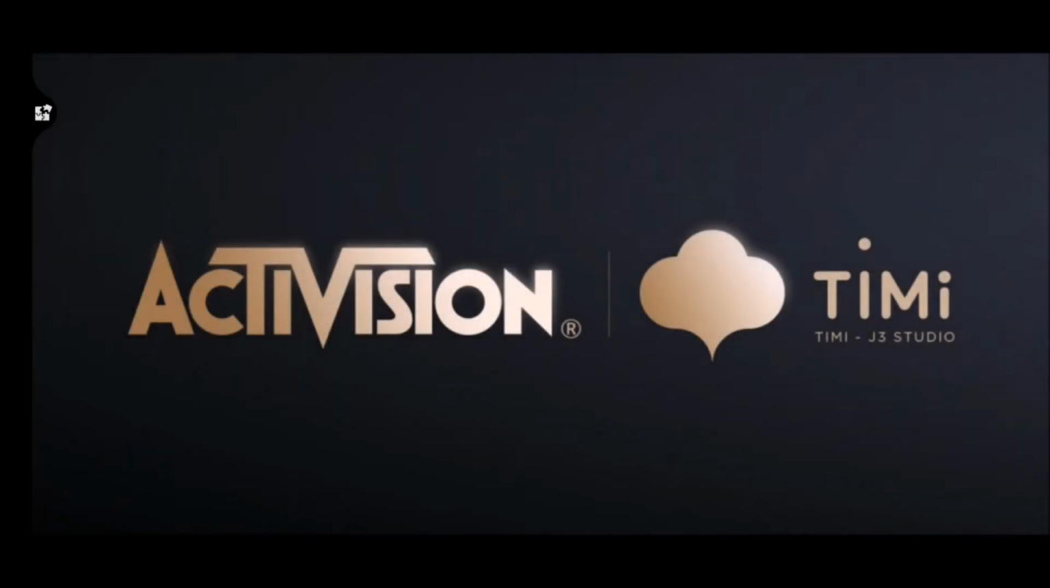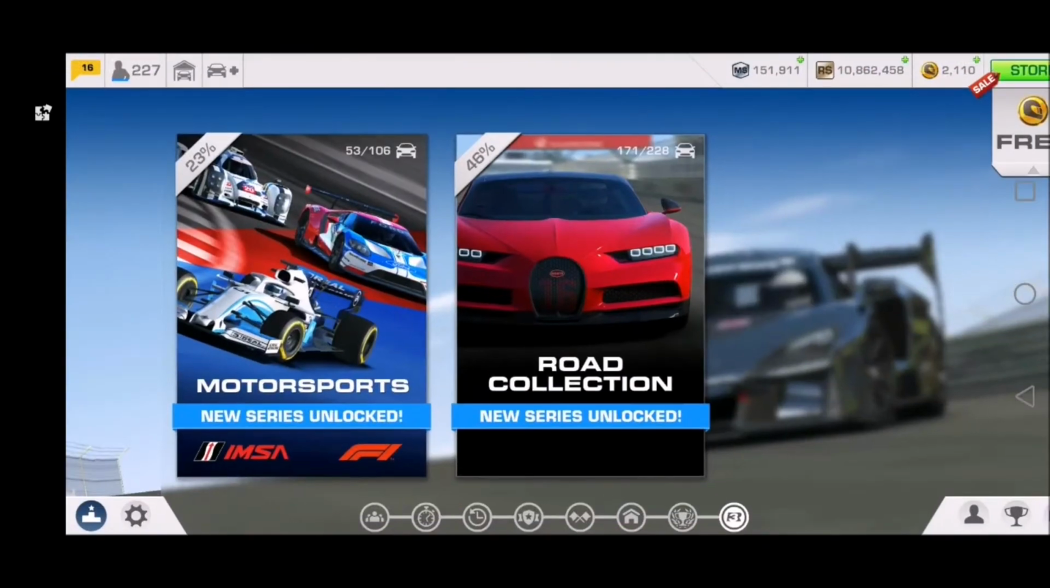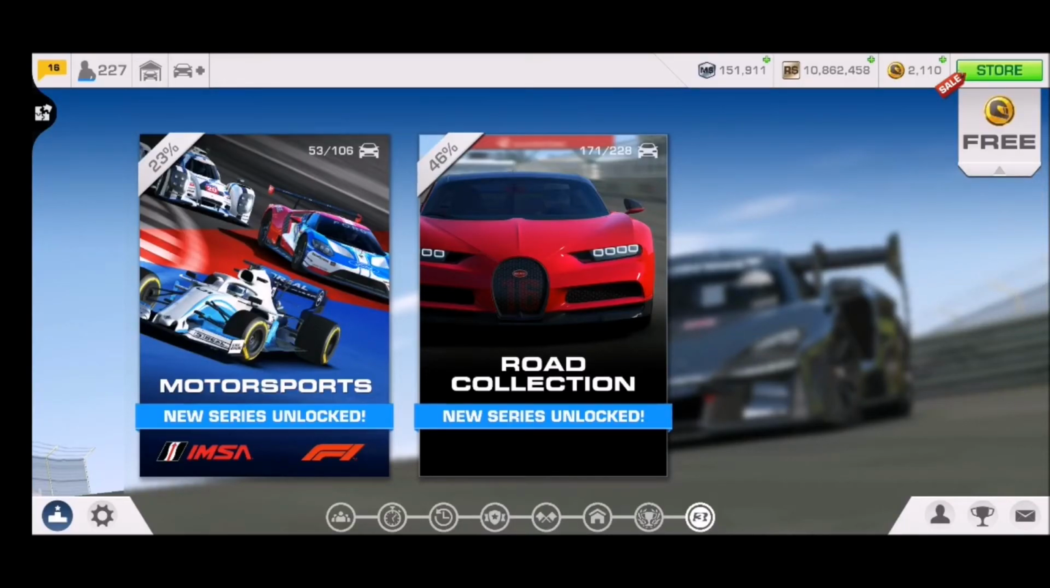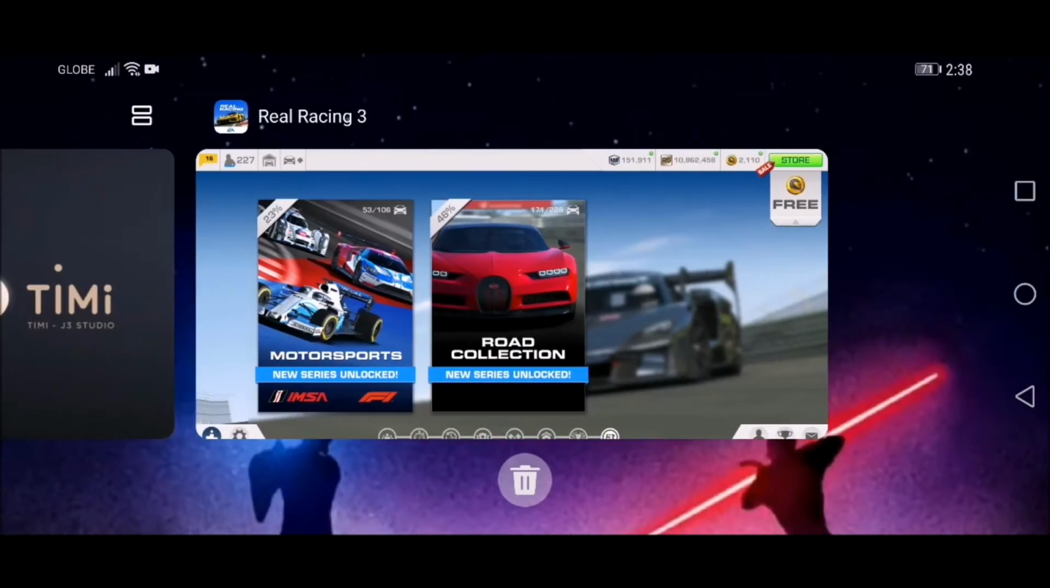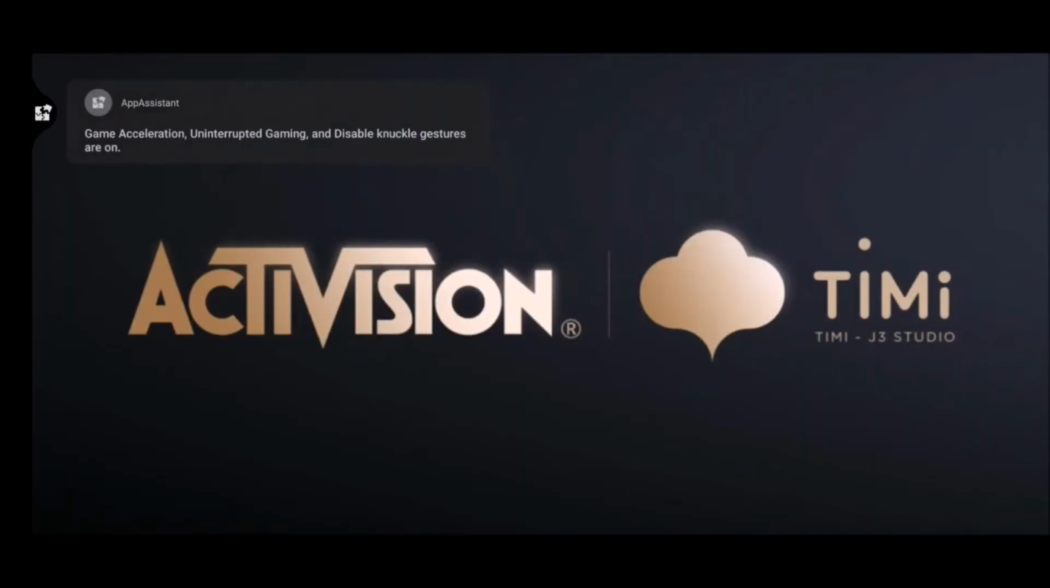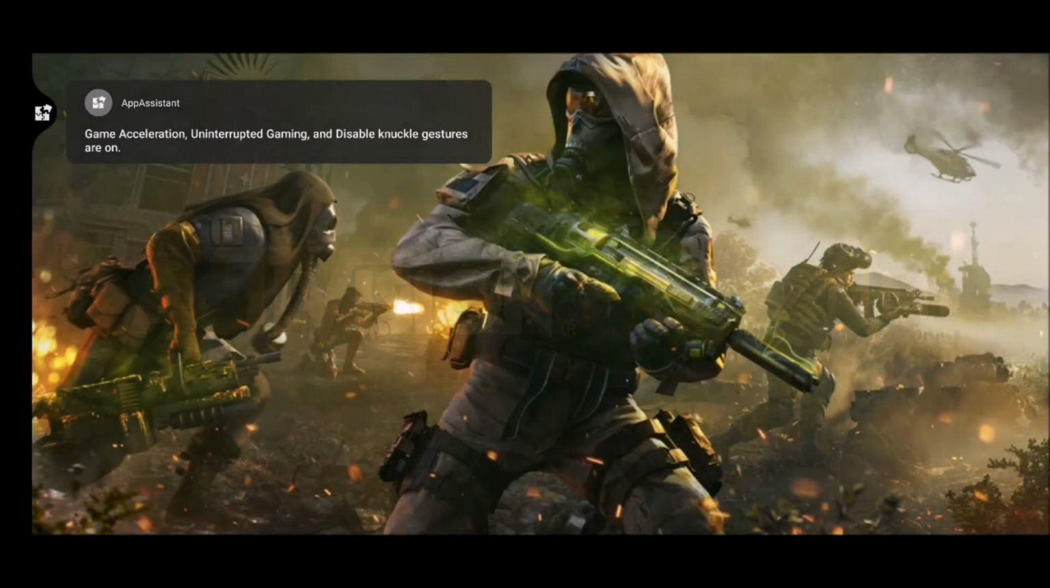Then let's switch again. Now, suddenly, it reloaded. Okay, I only have Real Racing 3 and Call of Duty in the memory. That's it. Only the two of them. But it had to reload. Now, there's the reason why.